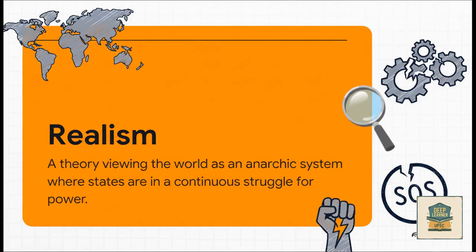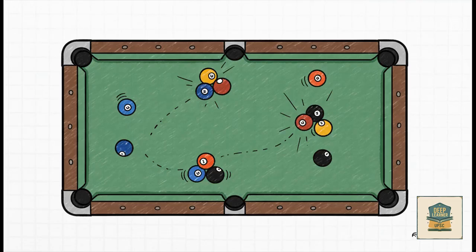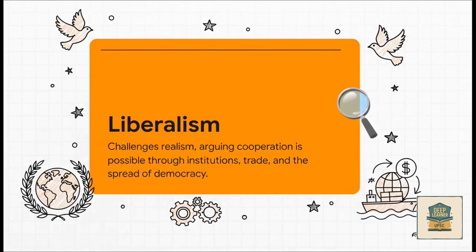And in a system like that, every single state has to look out for number one. The only way to guarantee you'll survive is to get as powerful as you can. It's just a constant, never-ending struggle for power. The classic image for realism is the billiards ball model. Just picture a pool table. Each state is a solid billiard ball. And what's going on inside each ball, its politics, its culture, it doesn't really matter to the other balls. All that matters is its power, its direction, and how it collides with others in this endless game of protecting its own interests.